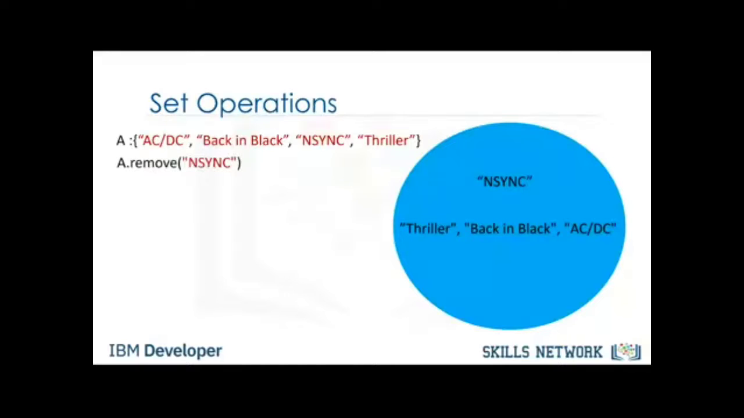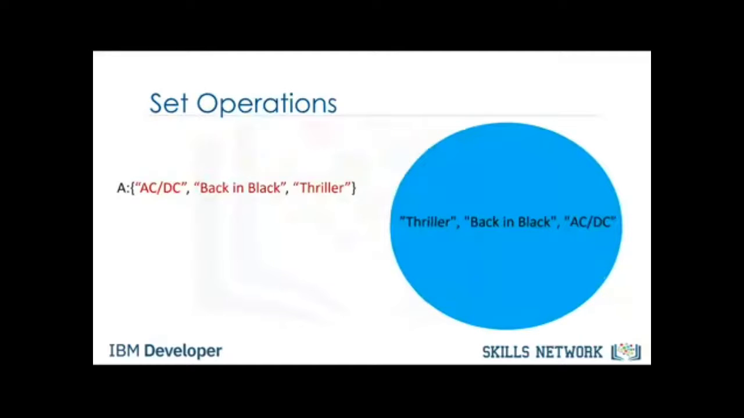We just put the set name followed by a dot, then the remove method. The argument is the element of the set we would like to remove, in this case, InSync. After the remove method is applied to the set, set A does not contain the item InSync. You can use this method for any item in the set.